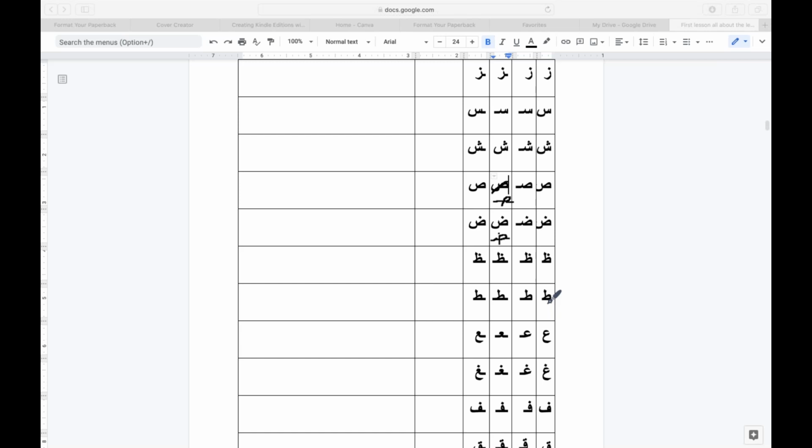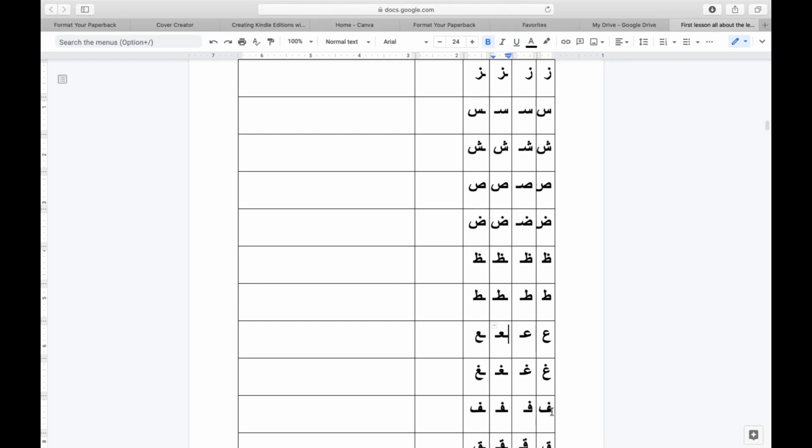And Ta, the same situation. Ta has three different shapes. Let me just delete this because the things will not work with me. Ta, isolated, in the beginning, in the middle, at the end. Ain, this is isolated, and this, look at it, is at the end. Ain in the beginning, Ain in the middle. Ghain, exactly like Ain, just with a dot. Ghain isolated, Ghain in the beginning, Ghain in the middle, Ghain at the end.